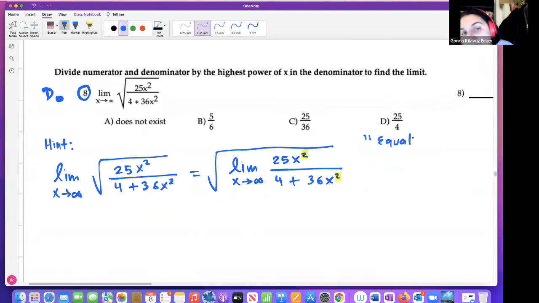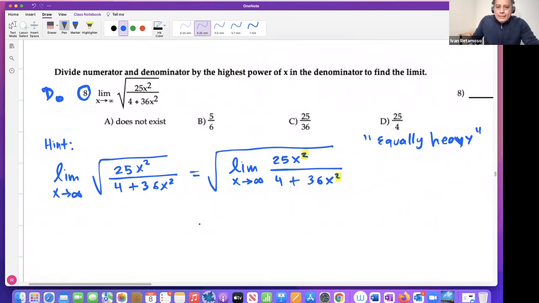I got confused, Professor, because it's supposed to be 25 over 36, right? Yeah, that's the square root of 25 over 36. Very good, Gonya. Look, when you divide both by x squared, this is going to be 25, this is going to be 36. 4 over x squared will go to 0. Don't worry about that. We will end up with this, right? Yes. Let's check that out.